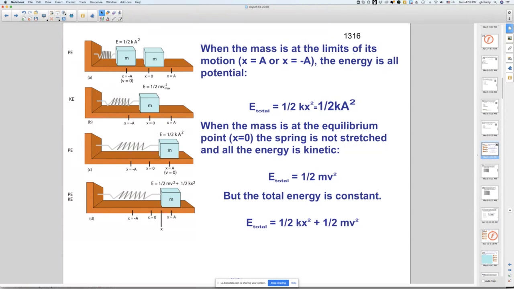The total energy is shown on the bottom here: 1/2 k x squared, where x is where it is right now, plus 1/2 m v squared. So x and v are changing all the time, but they always add up to the same number, this number over here.